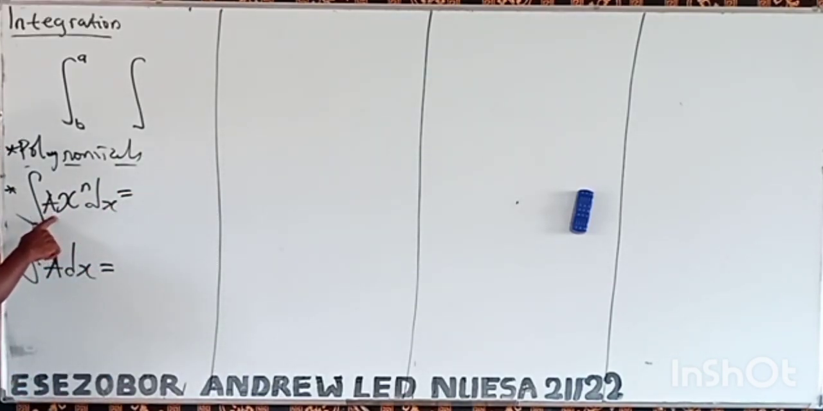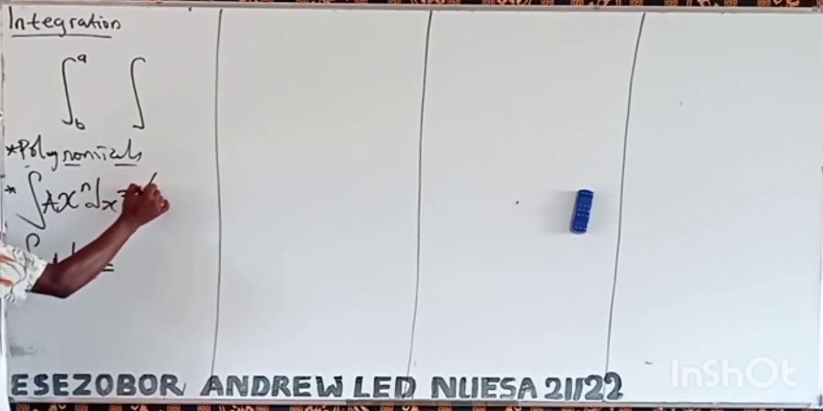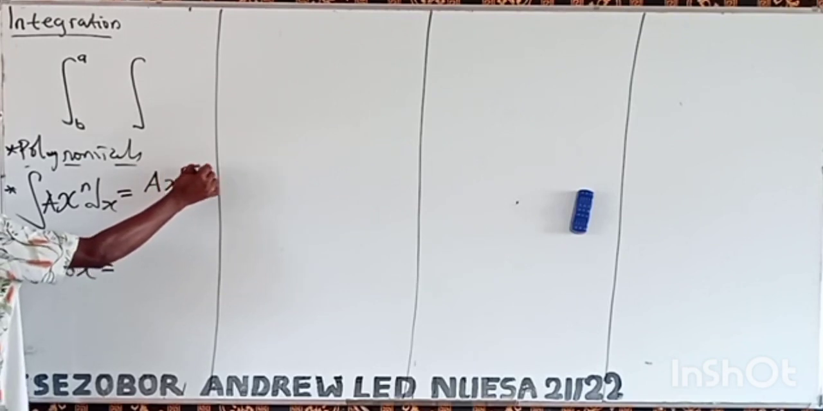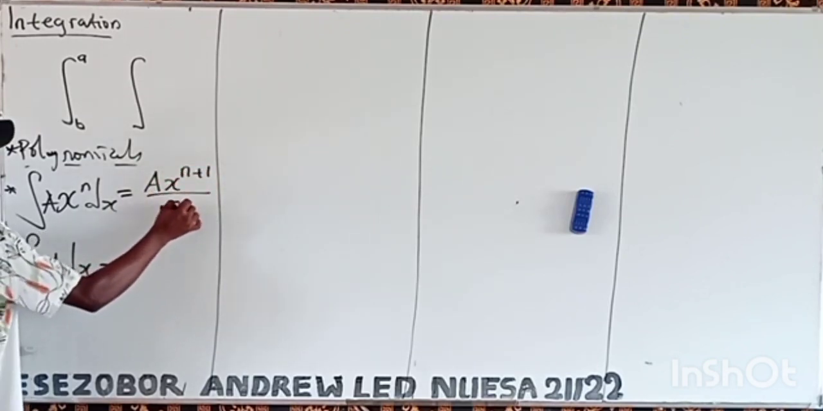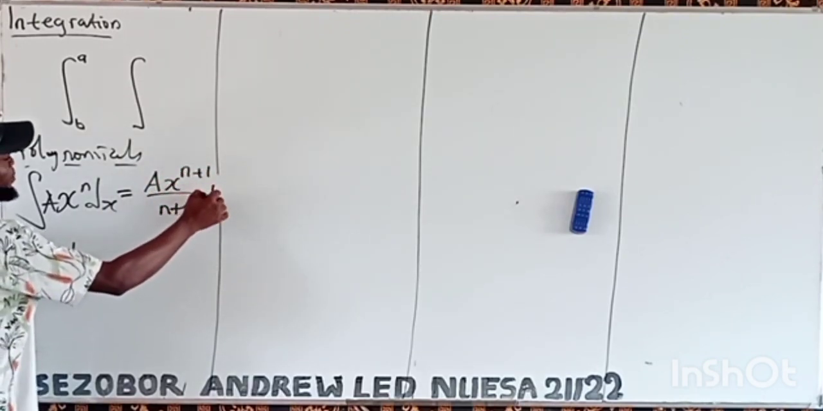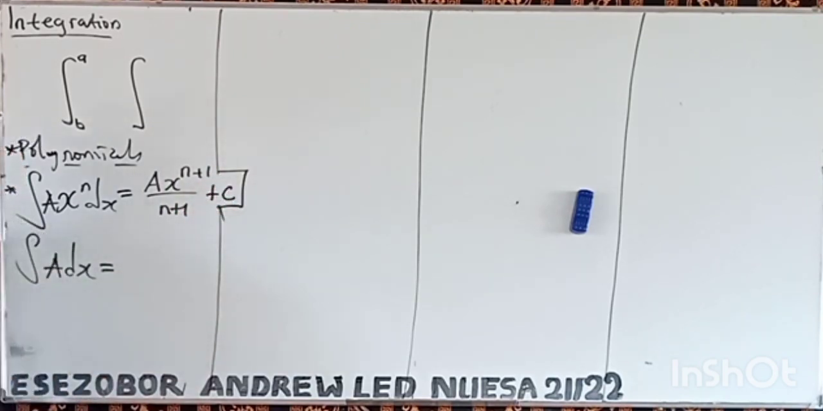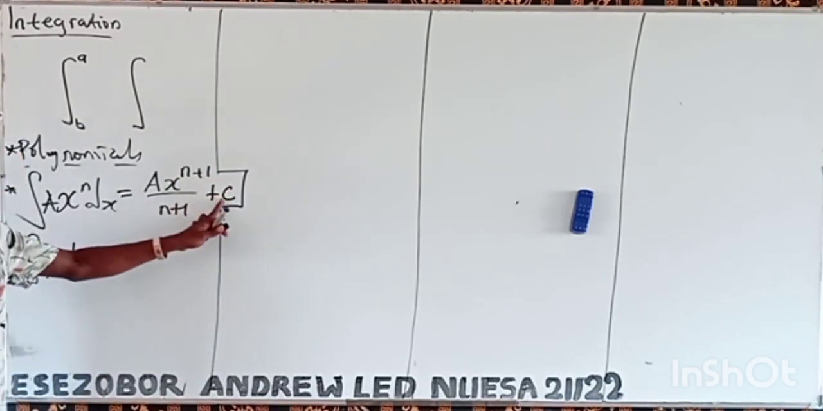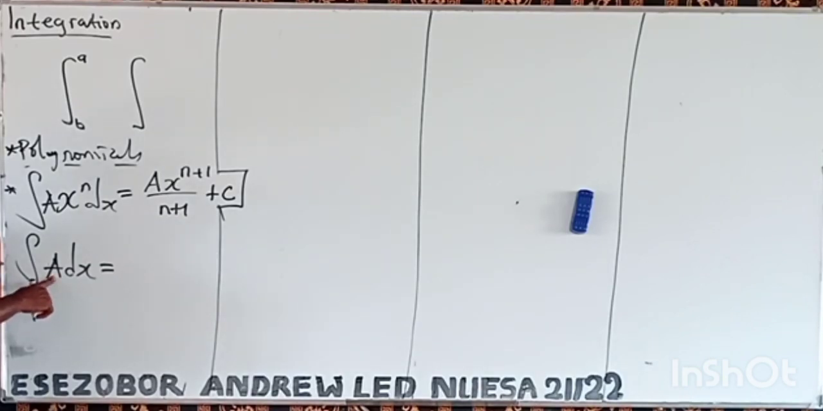So let's go with this first one. If I integrate a number times x raised to another number, I'm going to have that number times x raised to that number plus 1 all over the number plus 1. Then I'm going to add what I call plus c. And what is the meaning of this c? I will explain it. Then what about this?